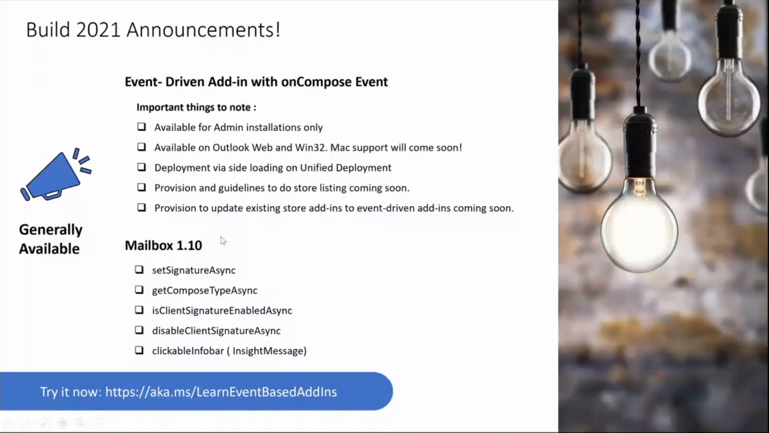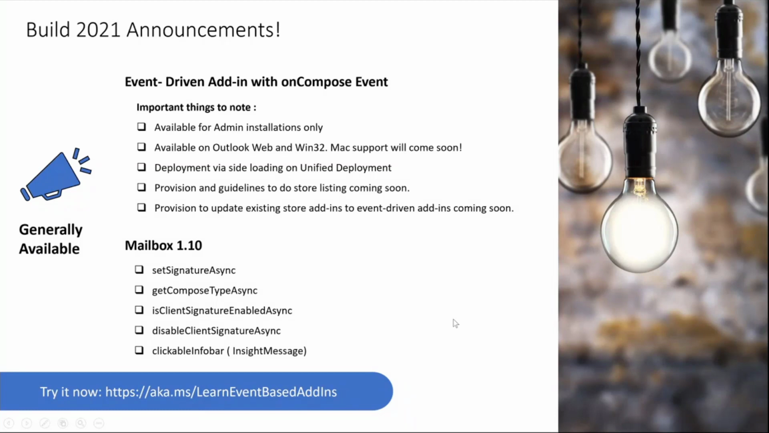During Build, we made a couple of very important announcements in this area. First, we announced that this technology is generally available right now. If you install the latest build on the monthly subscription channel, you will be able to use this in production. Event-based add-ins went live, and also the Mailbox 1.10 API, the requirement set that allows you to insert signatures. Both of those are GA. You can learn more about them in the link provided here.